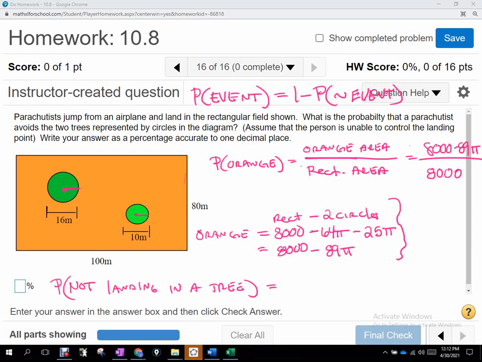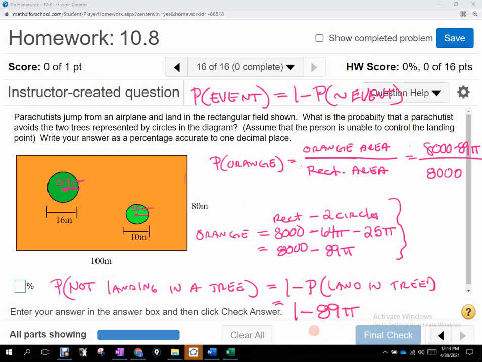So if not landing in a tree is what they're looking for, and I want to use the complement idea, the 1 minus the probability of not that event, I'm going to write this as 1 minus the probability. Now, if I say not landing in a tree, what does that really mean? Land in a tree, right? Now, the reason I like to do it this way is because finding the area of the tree or the collective trees is easier than finding the area of the orange. If I want to find the area of the trees, that was 64 pi, and this one was 25 pi, right? Add those together, what do you get?